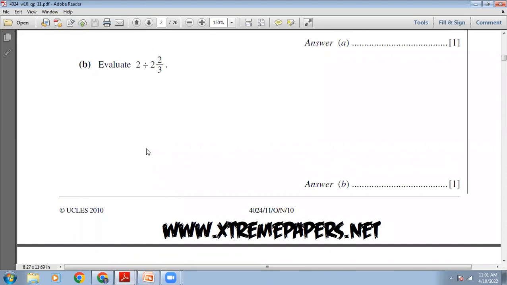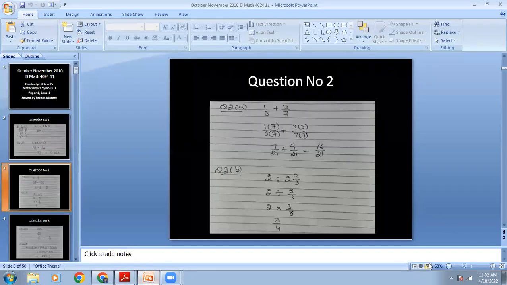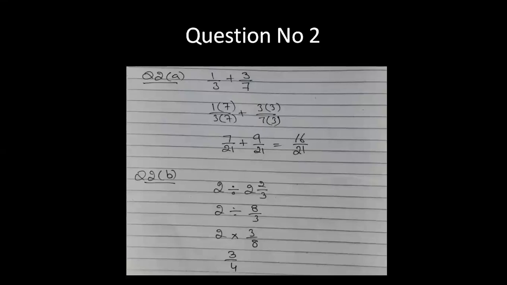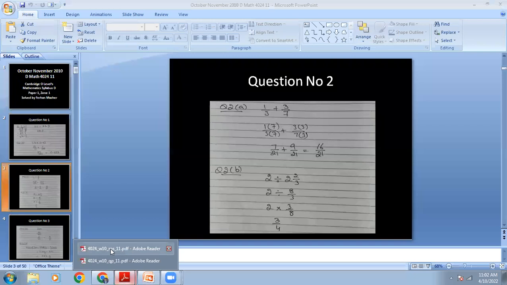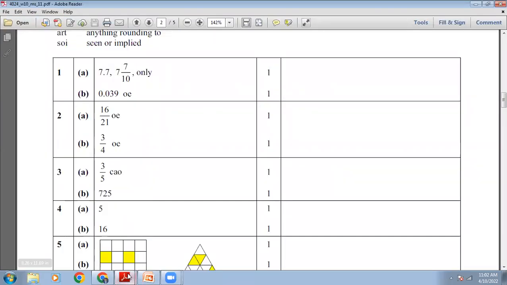Question number 2B part. 2 divided by 2 whole 2 by 3. So first of all, this will become 3 2s are 6, 6 plus 2, 8 by 3. Then I will convert that divide sign into multiplication sign, and the fraction right after that divide sign will flip. It will reciprocate. So you have 2 divide 8 by 3. So 2 multiply 3 by 8, 2 and 8 will be cancelled. So you will have 3 by 4. So final answer is 3 by 4. 3 by 4 is the final answer, sir.